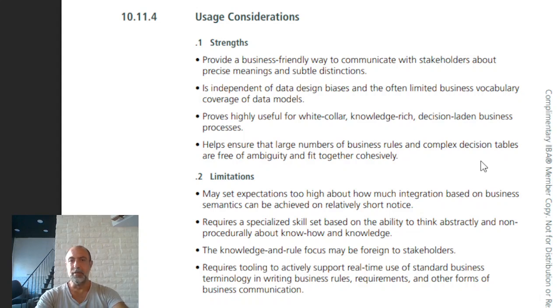Yeah. And it helps ensure a large number of business rules and complex decision tables are free of ambiguity and fit together cohesively. It really does take the whole spaghetti of things that's happening within a business, and then, I don't know, have you ever watched one of those old buildings where a new electrician realigns the whole thing and recolors the whole wires? Yeah, that kind of structure.